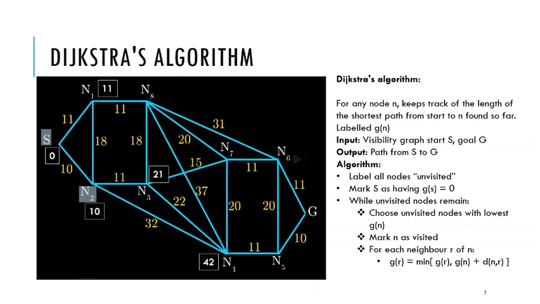Now n2 also has n1 as a neighbor, right? The shortest path to get to n2 is 10, and from n2 to n1 is 18, so the total will be 28, but we have already allocated 11 over here. Whichever is the smallest, we will keep over here. So I already have a path to get to n1 with a length of 11, which is the shortest length. I will not have any path with 28, so I'm just going to leave n1 and I am done with the neighbors of n2.